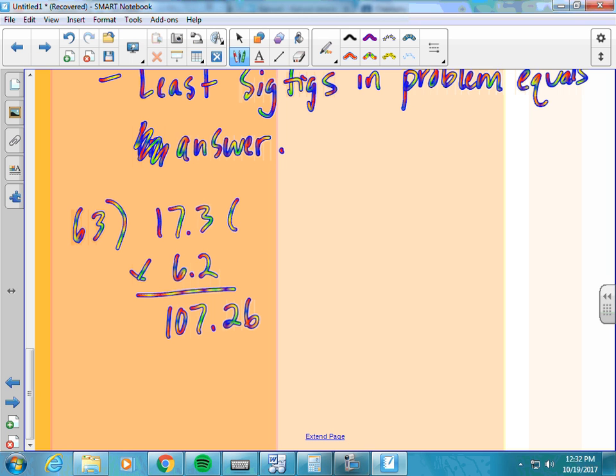How many? 3. The 1, the 7, the 3, they're all significant, so that has 3 significant figures. How many does 6.2 have? 2. What's lower, 3 or 2? 2. So my answer should only have 2 significant figures. Oh, so this is where we're going to round again. How do I do that to 2 significant figures?